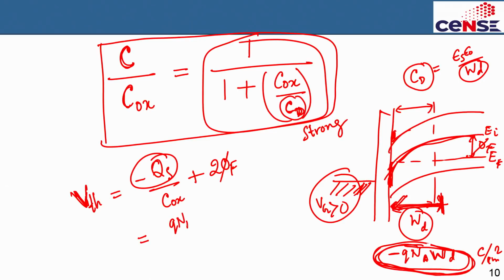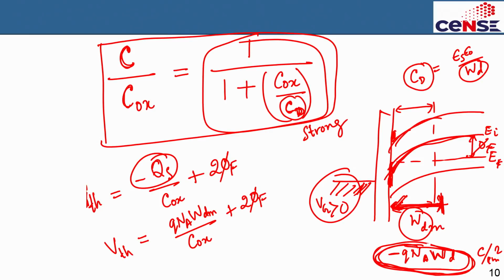It becomes Q N_A W_D by the capacitance of the oxide plus 2 times phi f. This is called the threshold voltage. But you can express the depletion width also in terms of, and this is the point where the depletion is maximum, so I will call it W_Dm, because the depletion is maximum when strong inversion happens. After strong inversion, the voltage you are applying will not be able to deplete it further unless it is deep depletion. That is not the case we are talking about here. So the depletion depth will be maximum when strong inversion occurs, and so you can find an expression for that.